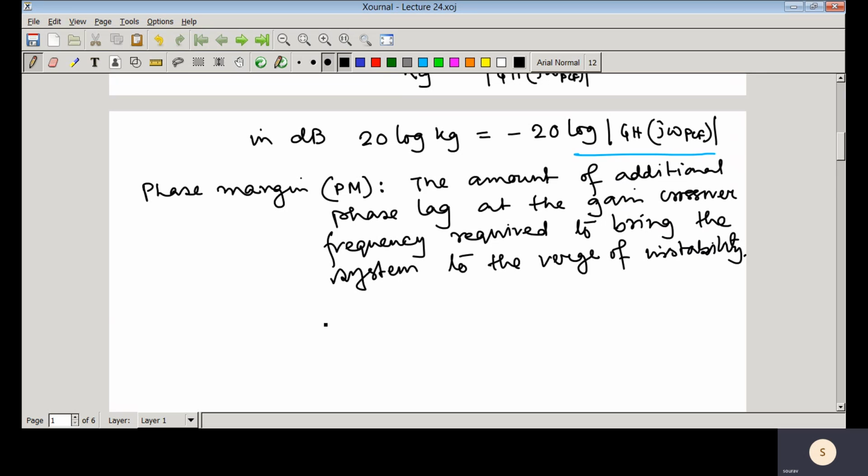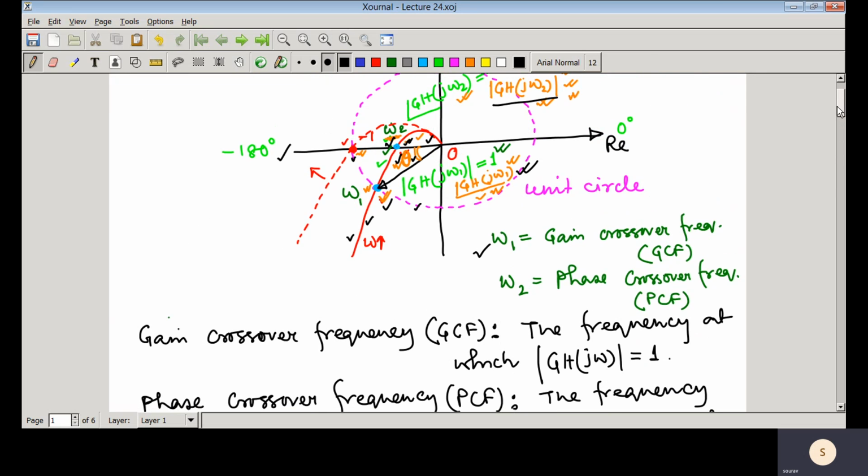So how can you quantify that phase margin? So this is phase margin. Phase margin is equal to 180 degrees plus that angle GH(jω), and that ω is at gain crossover frequency. So basically at gain crossover frequency, in case of a stable system, we can see that this phase angle, say, suppose this one is say minus 135 degrees.